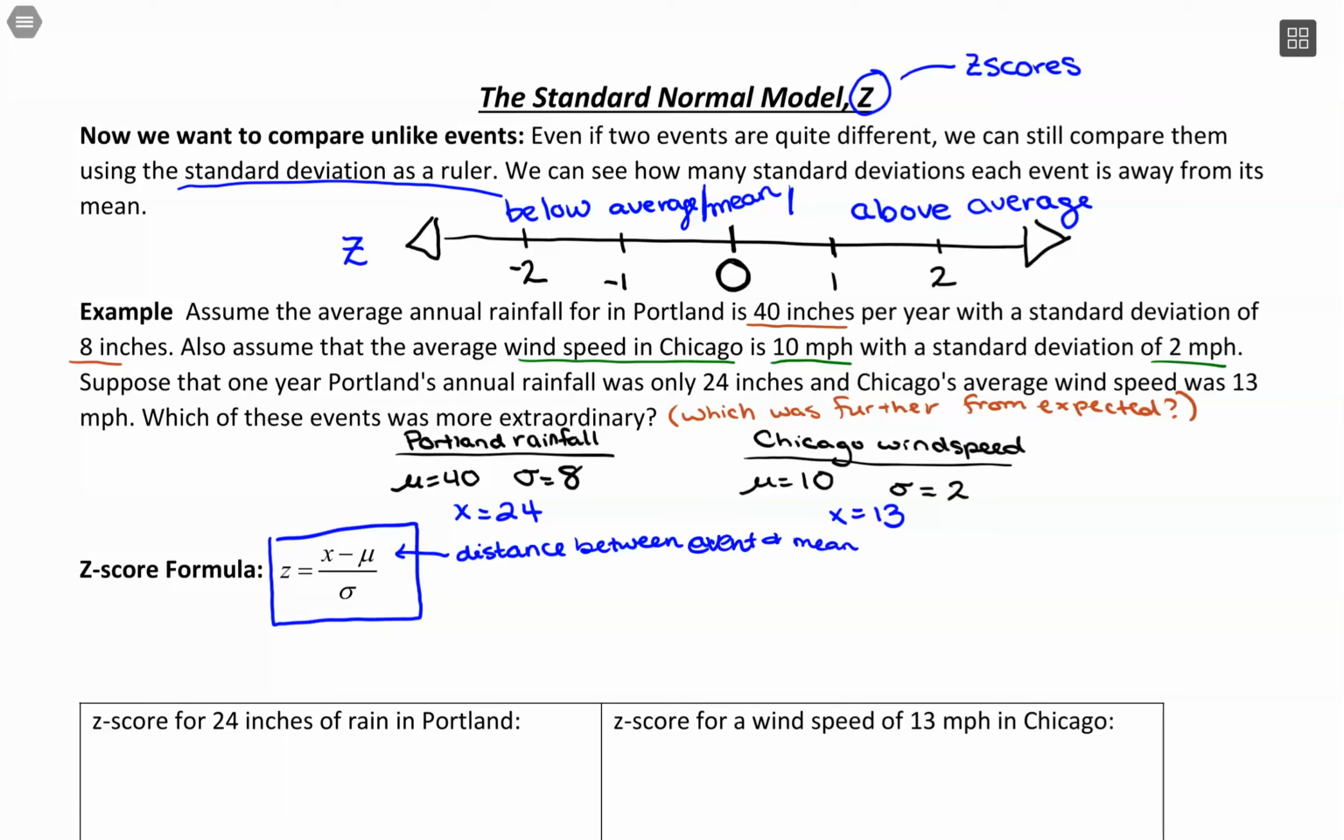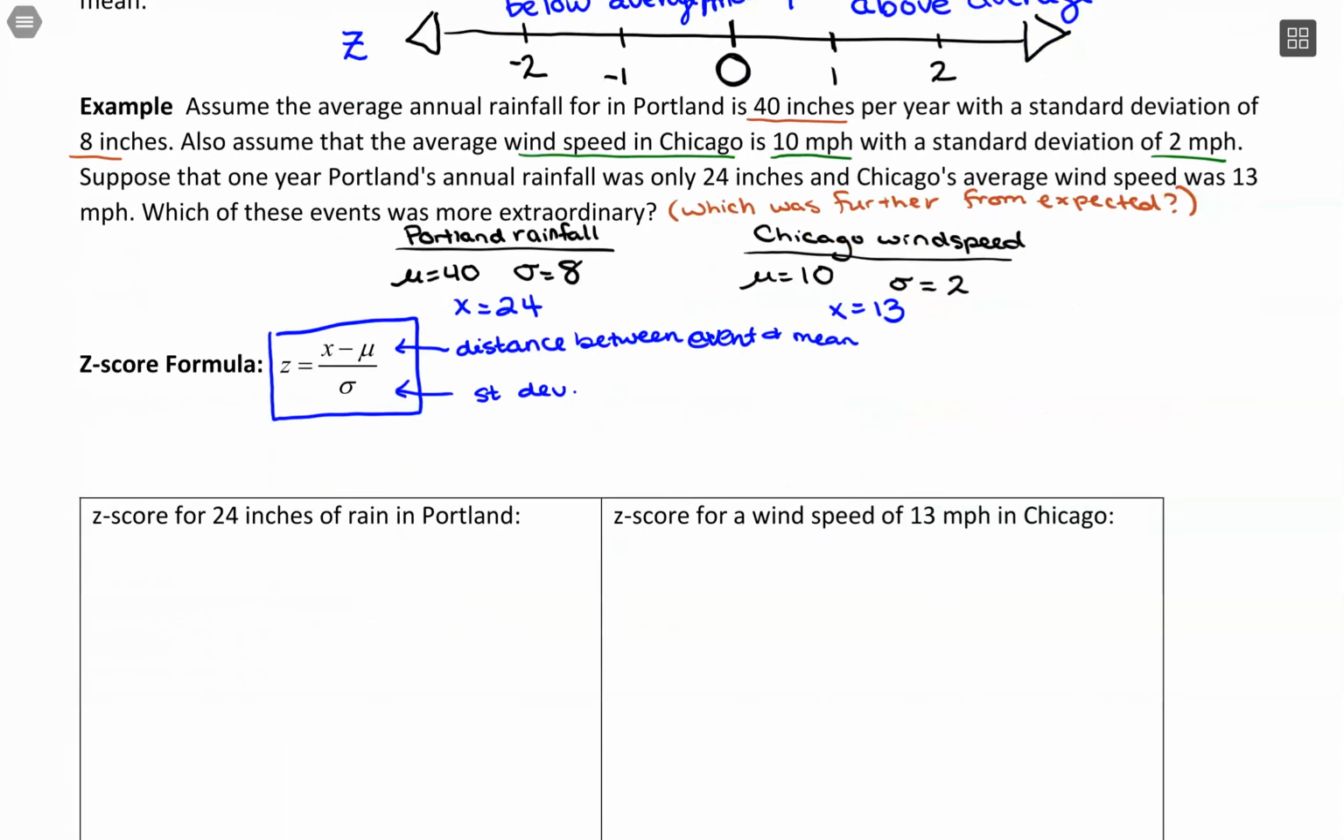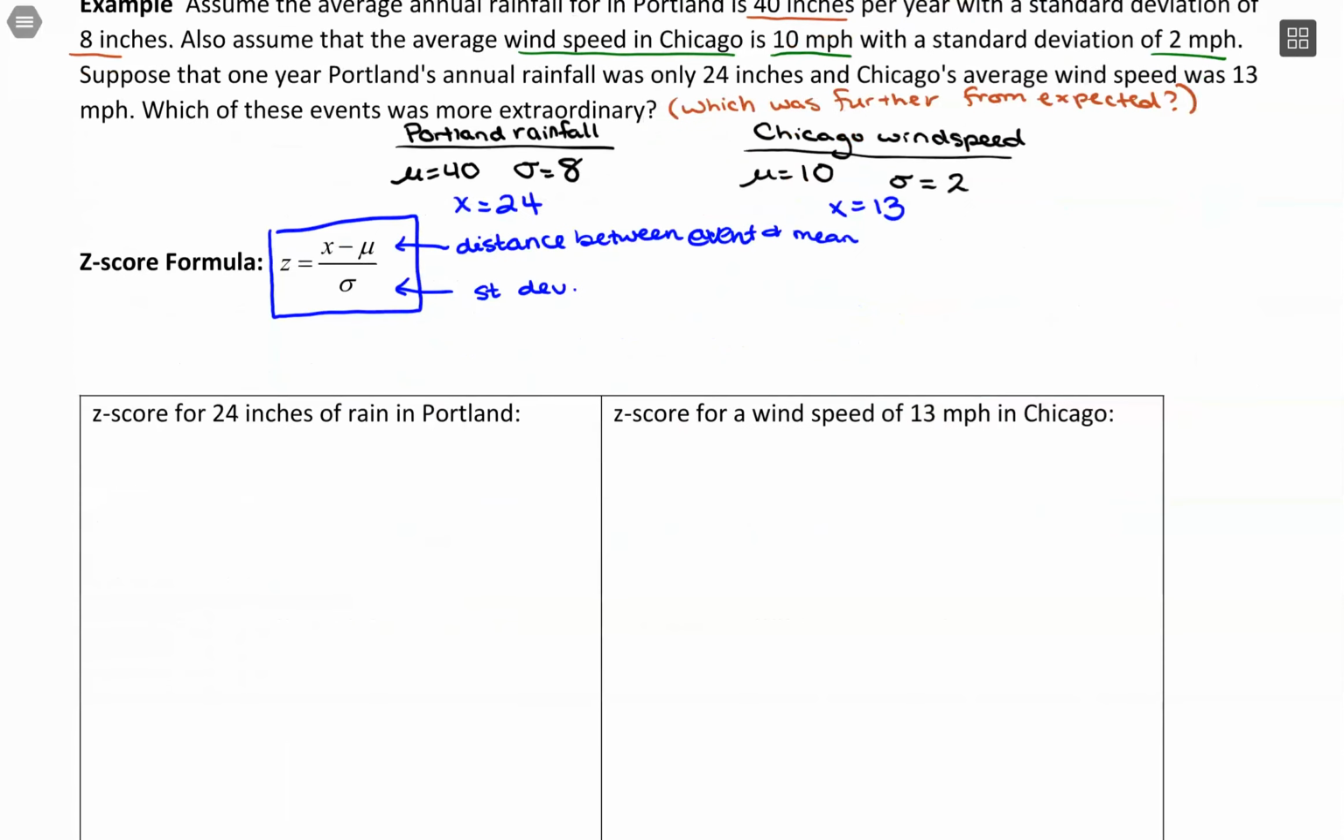So that'll give us an idea of how far away we are, but then we need to account for the spread. So that's where we're going to divide by standard deviation. So let's see how this works. So that's the z-score for that 24 inches of rainfall.